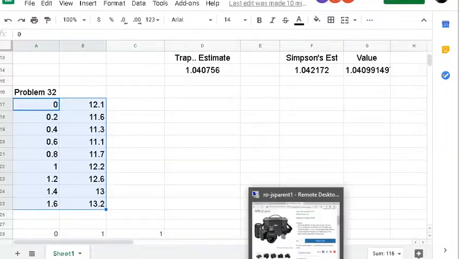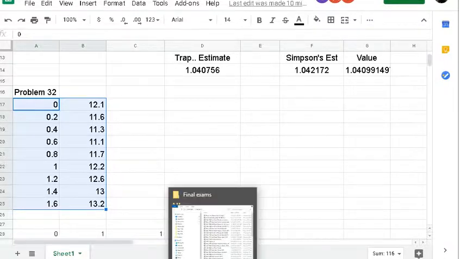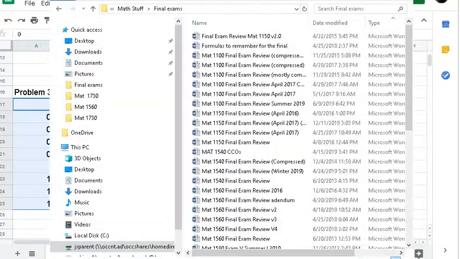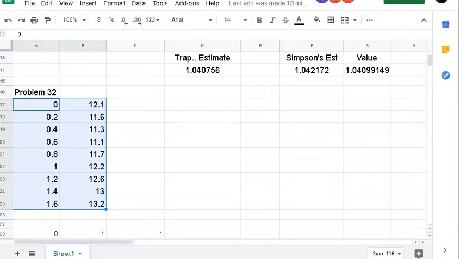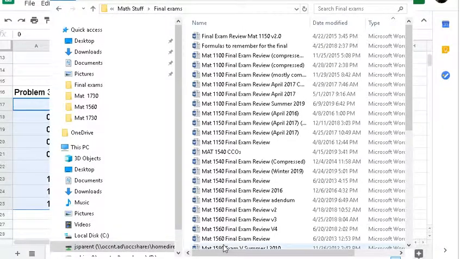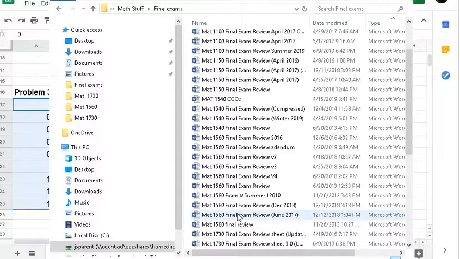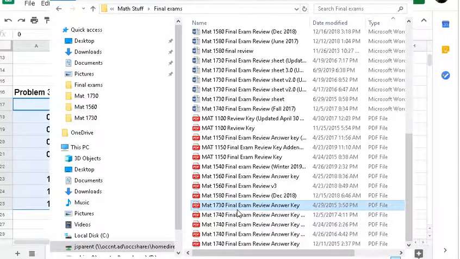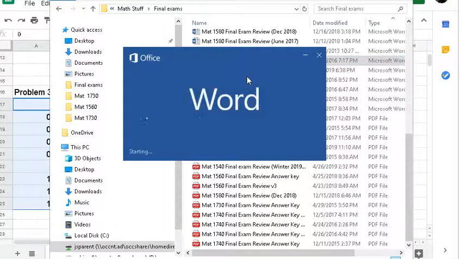In fact, I think it still might be up here someplace. Where did we have it earlier? The old final exam review. Final exam review. There we go. Oh, yeah, this won't work.